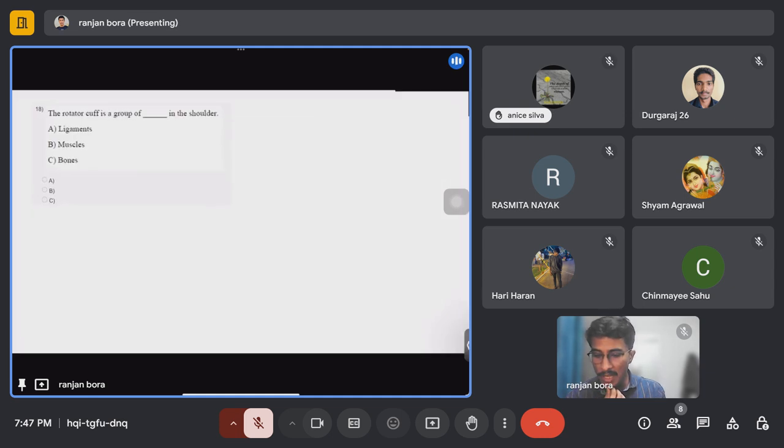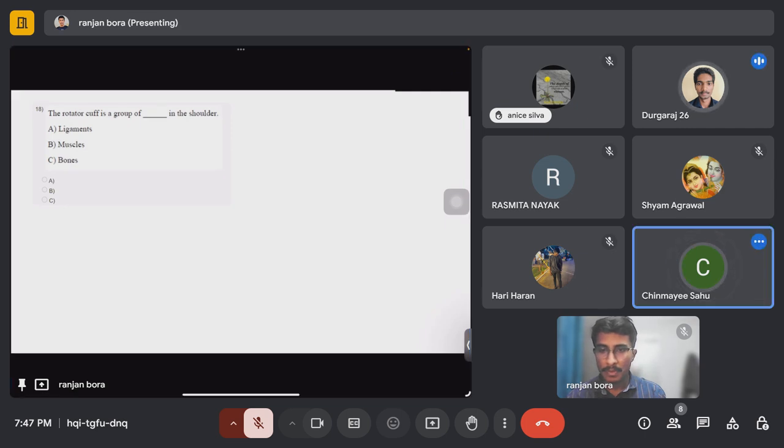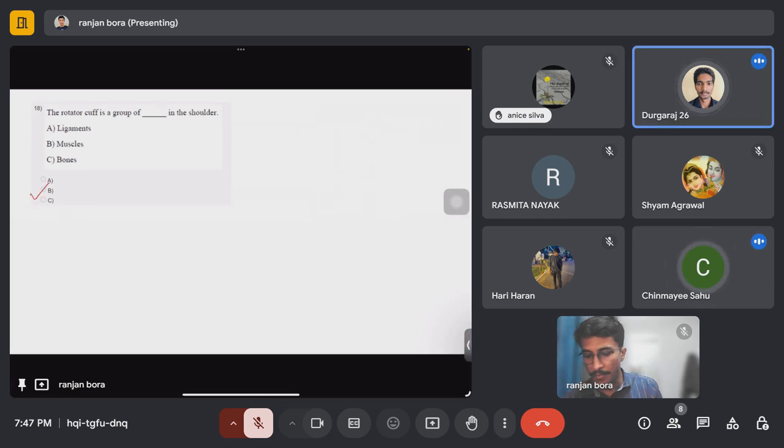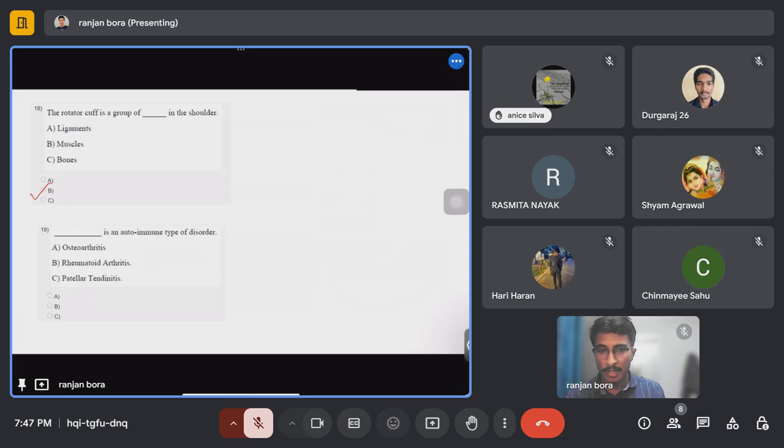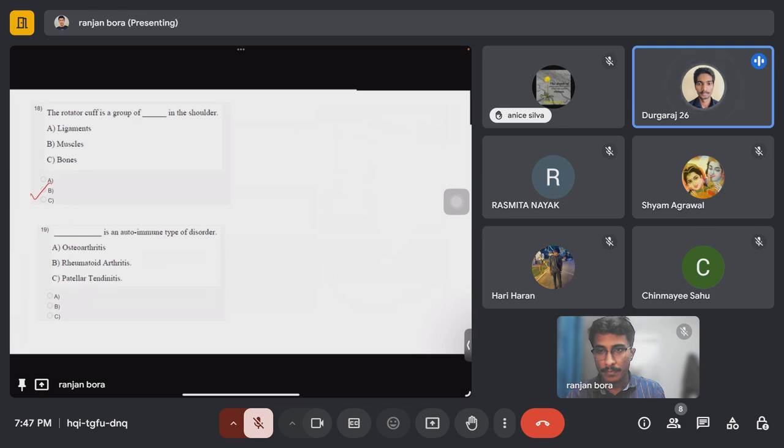The rotator cuff is a group of, ligament? No, muscles of the shoulder. Yes, muscles. And which is an autoimmune type of disorder? Osteoarthritis? No.